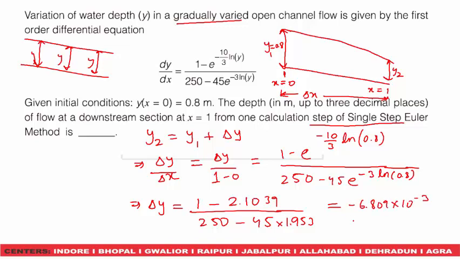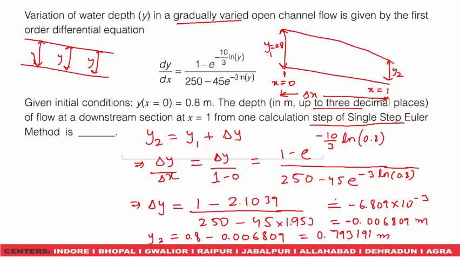So this is 0.006809 meter. And since delta y is this much value, we have to calculate y2. So y2 will be equal to y1 plus this. So y1 is 0.8 and delta y is this value. So 0.8 minus 0.006809. So it comes out to be 0.793191 meter. So up to 3 decimal places it will be 0.793.